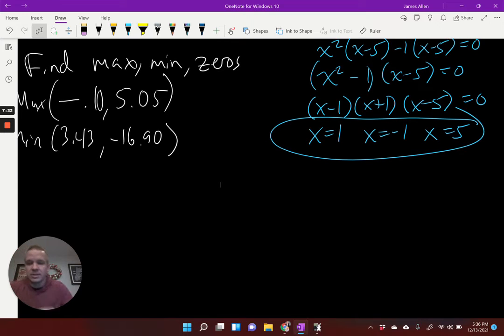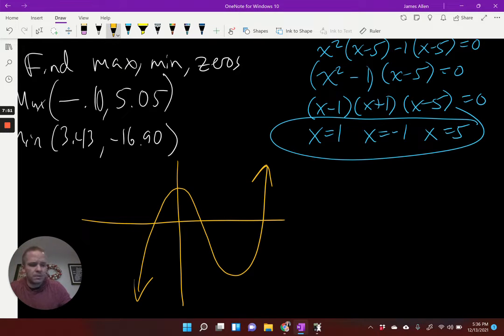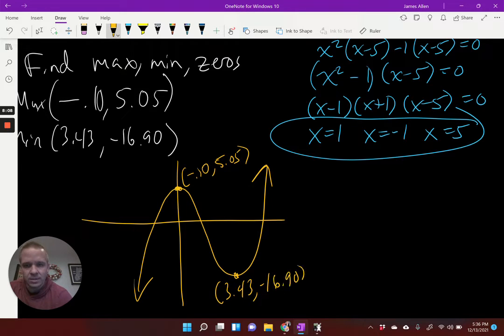All right. Here's what I'm thinking. We're going to use these max and mins, and let's do a little recap of intervals of increasing and decreasing while we're at it. Shall we? Yes, we shall. Cool. So I'm going to draw this graph, which looks something like this, right? Okay. And then, yeah, that looks about right. And then I'm going to mark my max and min points. So we had a max at negative 0.10, comma 5.05. And I had a minimum at 3.43 and negative 16.90. Okay.